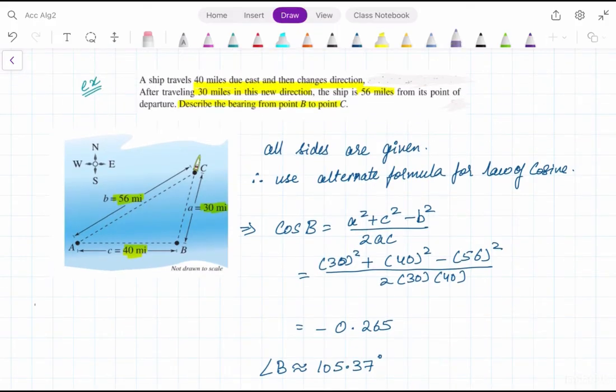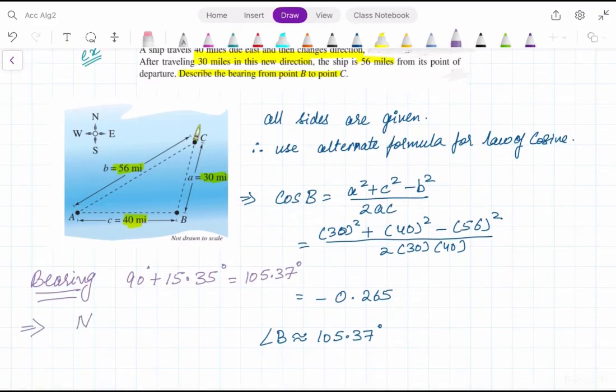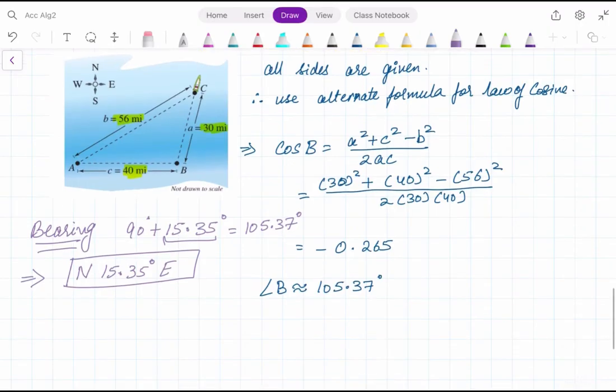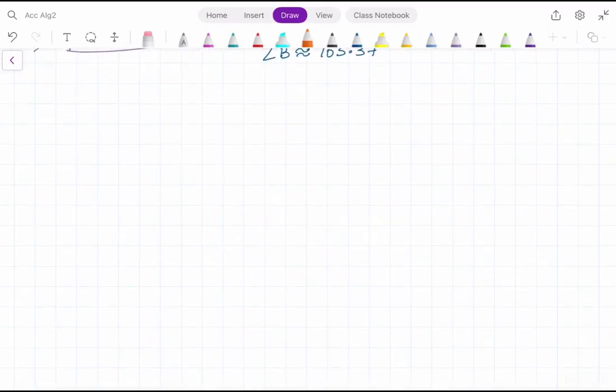Now that is not my answer because they are asking for the bearing. If I have to find the bearing, we are not talking about the 90, but how it is shifted from 90. So 90 plus 15.35 degrees will give you 105.37 degrees. So 15.35 is my bearing, but in what direction? North 15.35 degrees towards east, right? Because that is the scale that is given for the direction. So from north, it is moving towards the east.